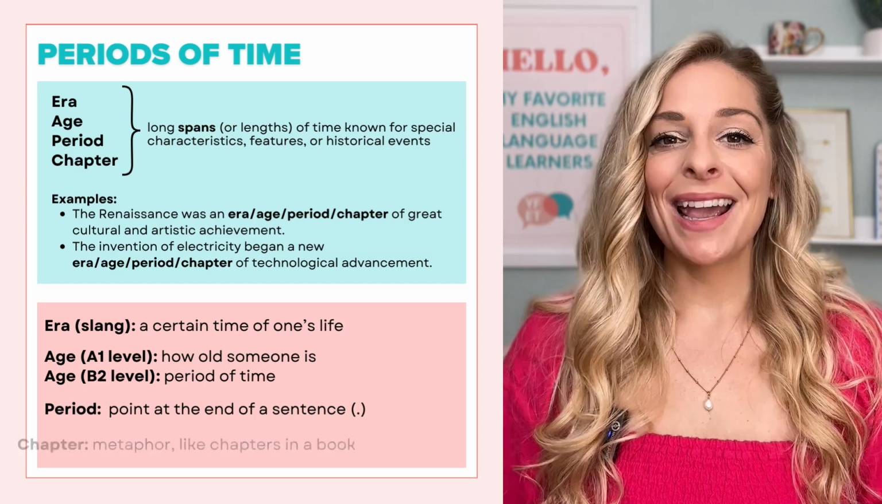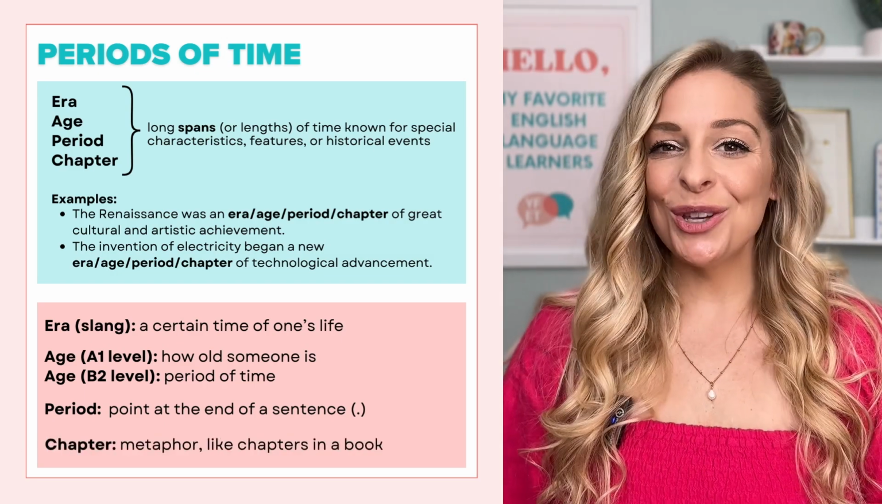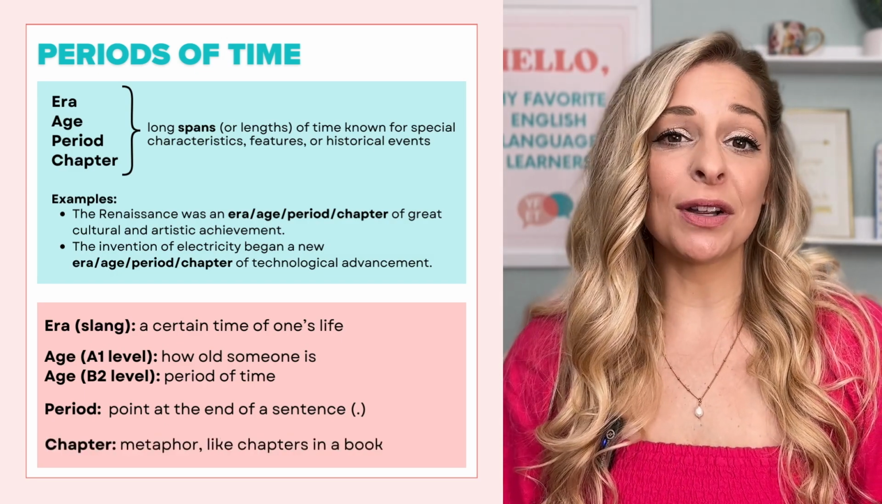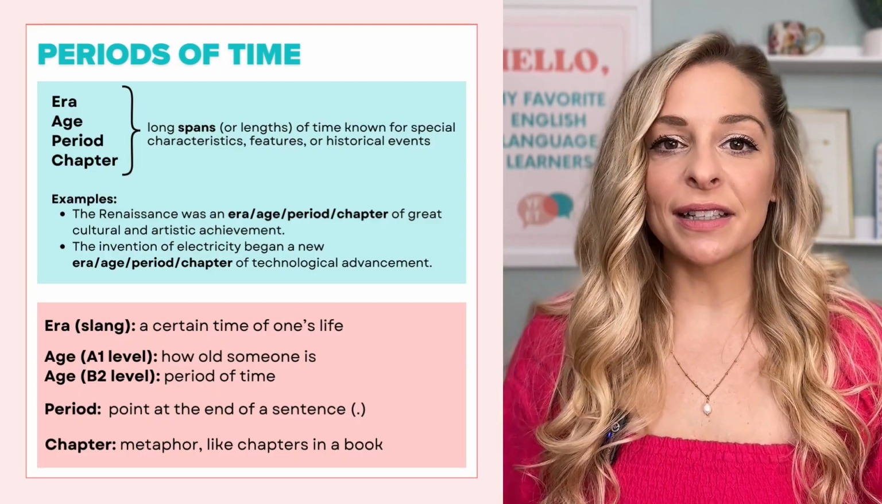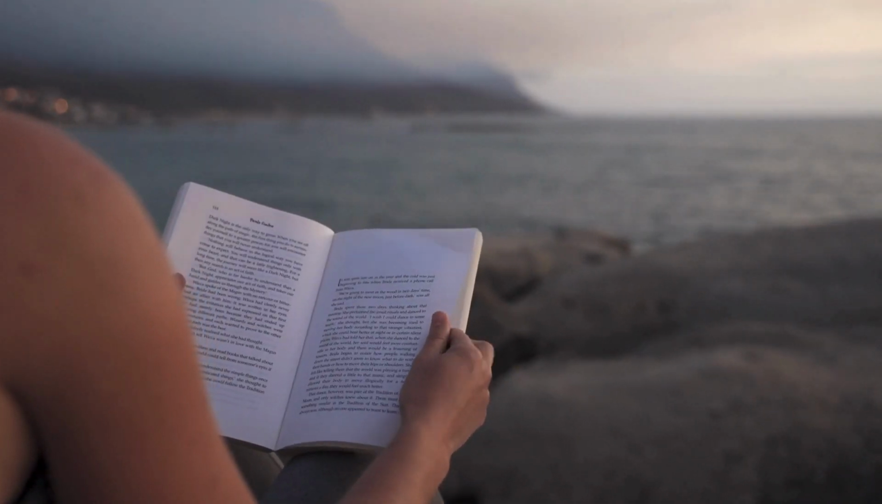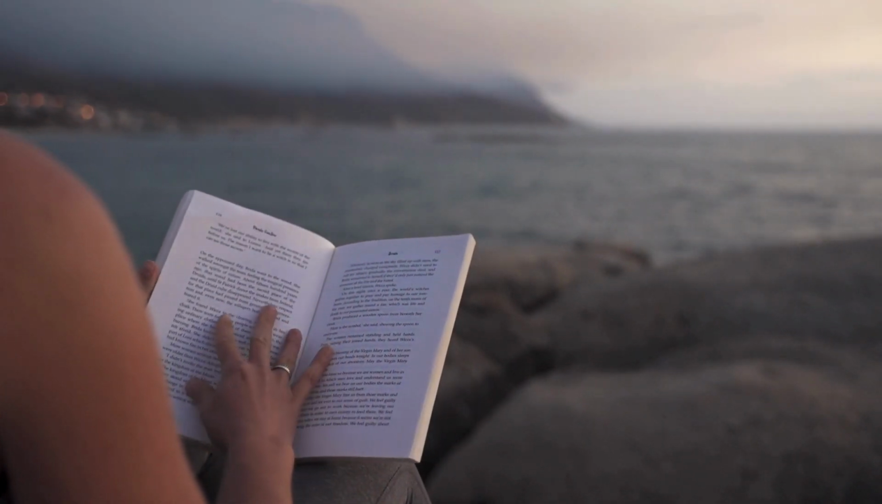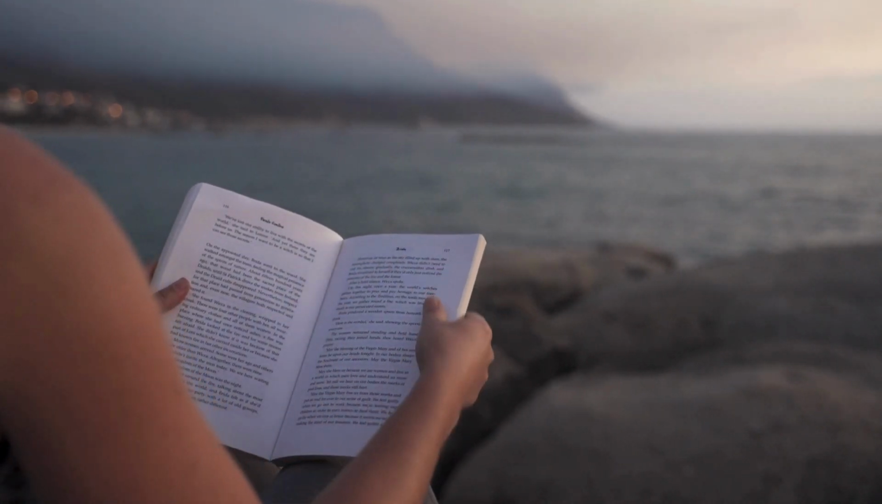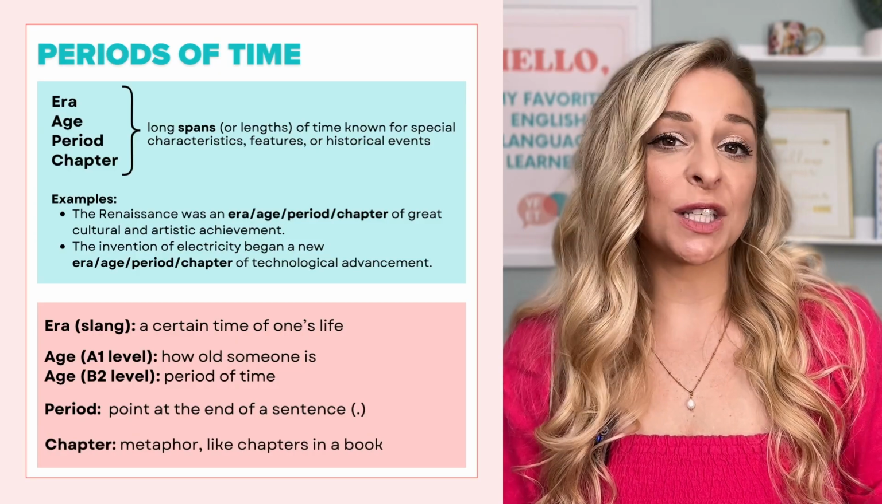And looking at the word chapter, we use this word to talk about specific periods of history metaphorically, like a chapter in a book. So this is a little bit more of a creative usage of the word chapter to talk about a span or specific period in history. Okay, well there you have it, 20 useful advanced words and phrases to talk about history and time.